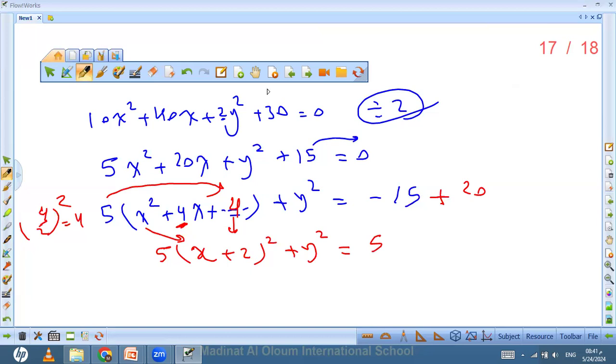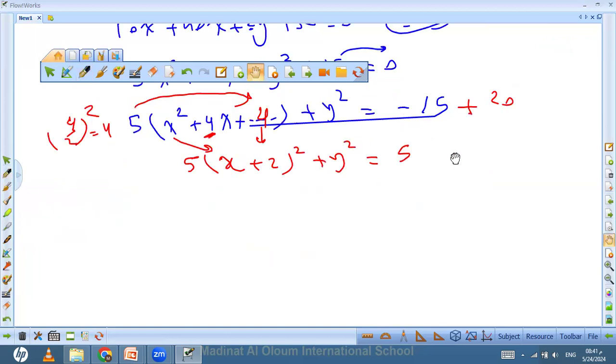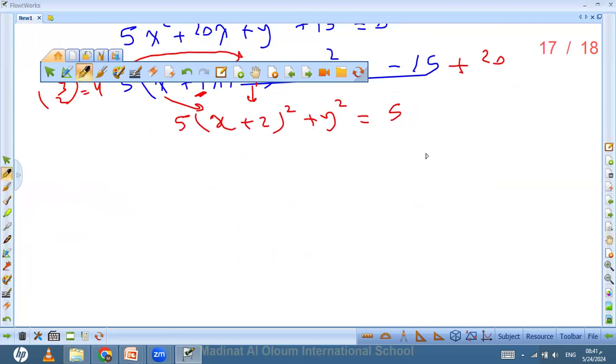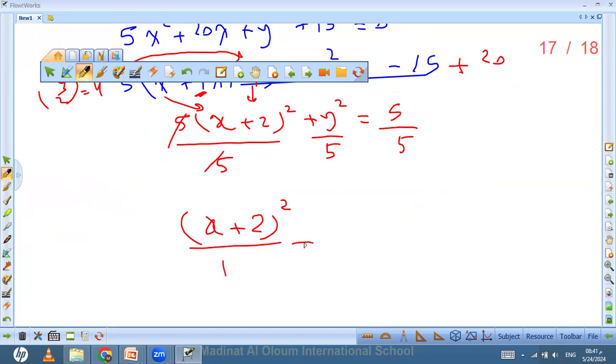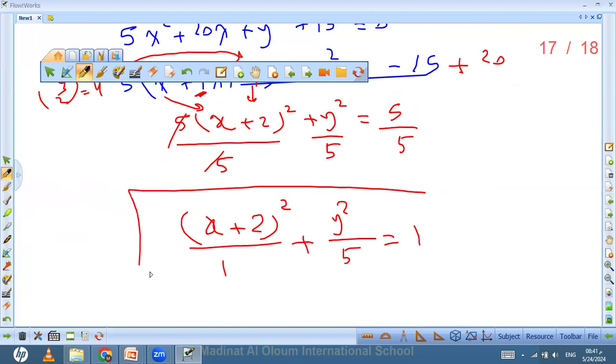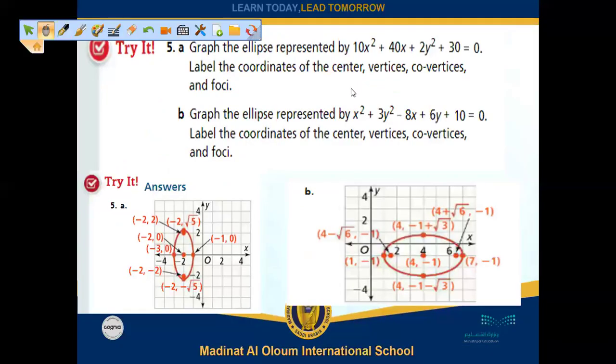Now, I need it equal to what? To 1, yes, great, because my standard form is equal to 1. I'll divide all by what? Divide this one by 5, divide this one by 5, divide this one by 5. This one cancelled. It means (x + 2) squared over 1 plus y squared over 5 equal to what? To 1. This is the equation.